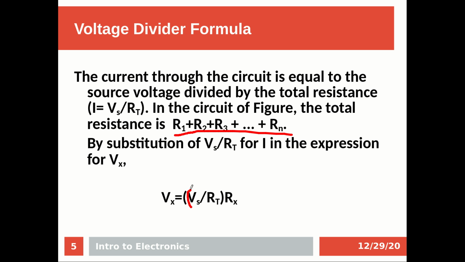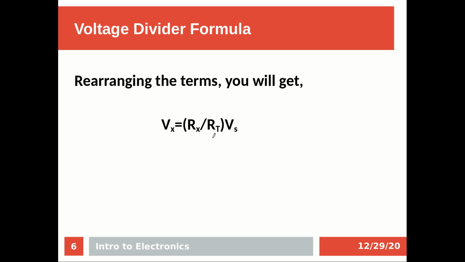If you take the voltage outside and the resistor inside, then you have Rx over Rt multiplied by Vs. Vs is the voltage of the source, the total voltage. Then you have this ratio of the resistor across which you want to calculate the voltage drop, divided by the total resistance. This is the value for Vx, the value of the voltage divider.